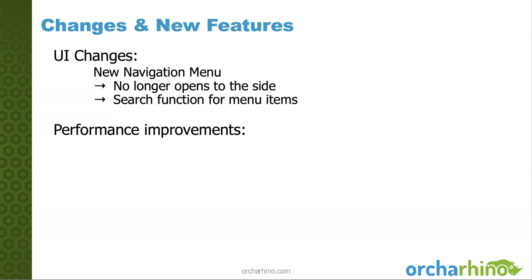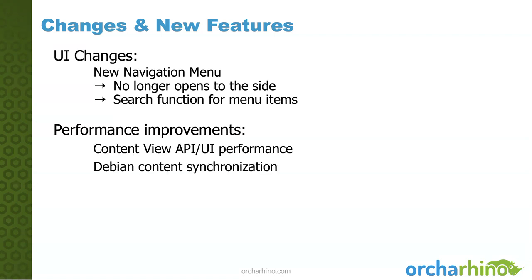We have been working on performance improvements for quite a while now, and will continue to work on it in the future, as performance improvements are a continuous process. In this version, we are focusing on content views and on the Debian content synchronization. So regarding content views, we reduced the amount of necessary API calls and removed no longer required ones, overall improving the performance of the content view API and the user interface.